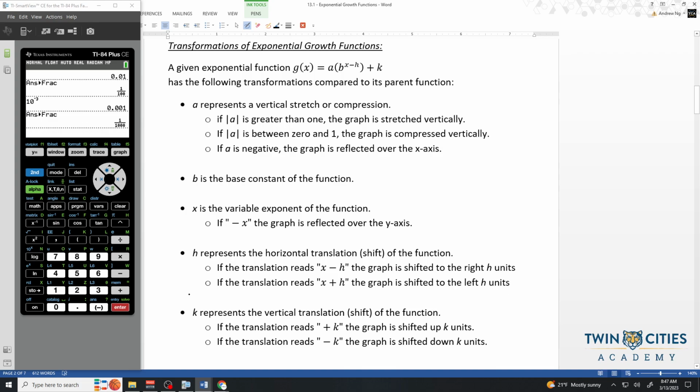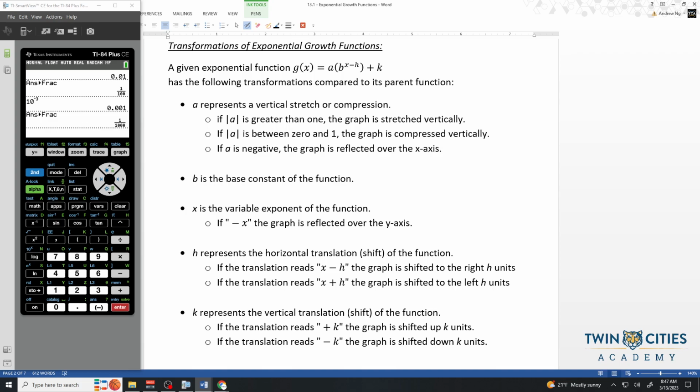And finally, k represents my vertical translation. This is my shift upwards or downwards. Remember, vertical, this makes sense. This is intuitive. If it's plus k, I go up that many. If it's minus k, I go down that many.